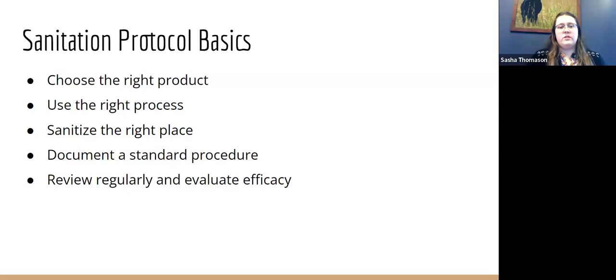And then once you have the right product, making sure that you have the right dilution and process down, making sure to document a standard procedure or standard operating procedure, SOPs, making sure to regularly review it, make sure that it's efficacious. If you start to have a breakout of something, go back and check your sanitation protocol, make sure that you're still using the right product, that you're using the right dilution, that it's the right contact time, and then updating those protocols as you develop and find new things that you need to change for it.